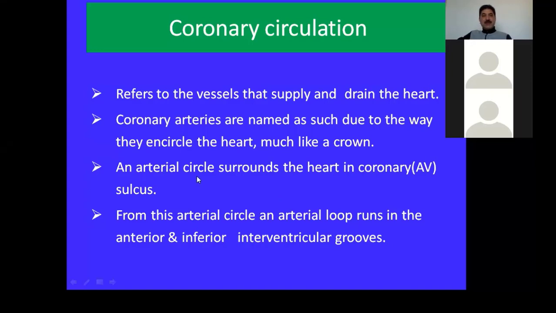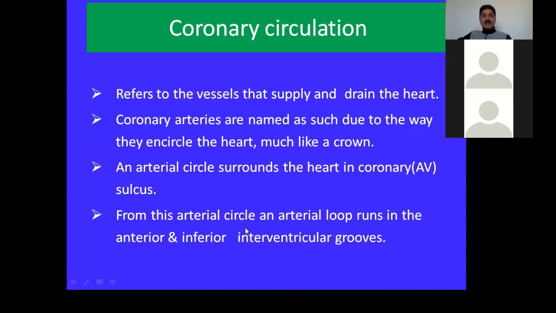These arteries form an arterial circle which surrounds the heart in AV sulcus. AV sulcus is atrioventricular sulcus, which is also called the coronary sulcus. So main trunks of these coronaries, they lie in AV sulcus or atrioventricular sulcus.